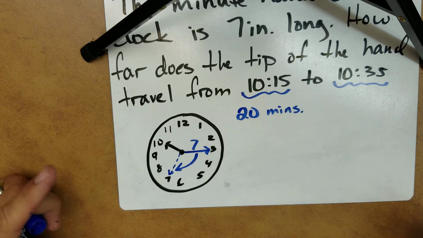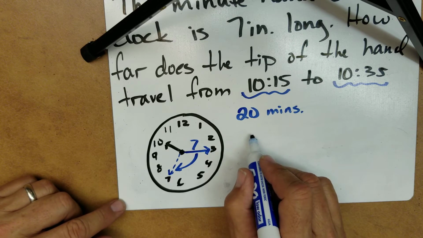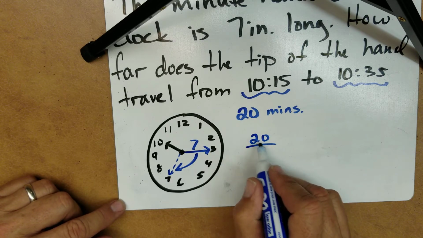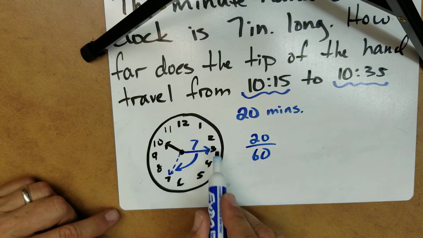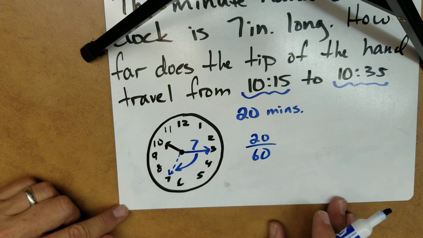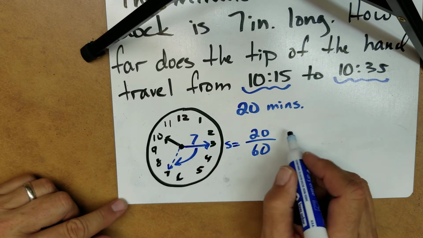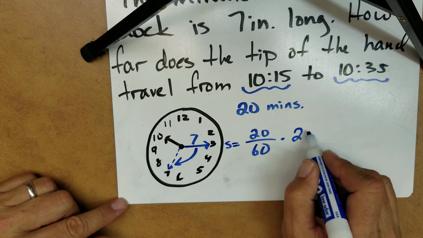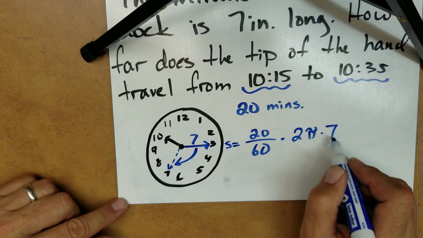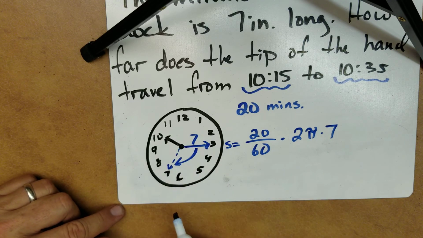20 minutes out of how many? Well, isn't that 20 out of 60? 60 minutes is what it takes to go all the way around. So what would that arc length be? Well, it'd be 20 out of 60 times 2 times pi times the radius, which is 7. And that, of course, is the length of the hand.